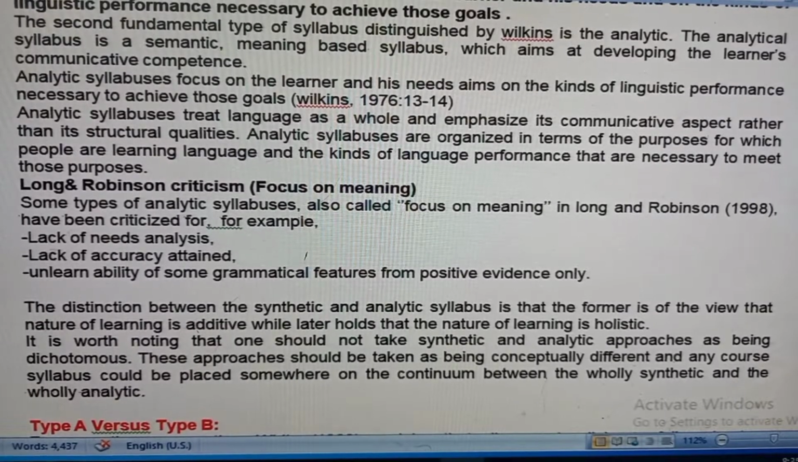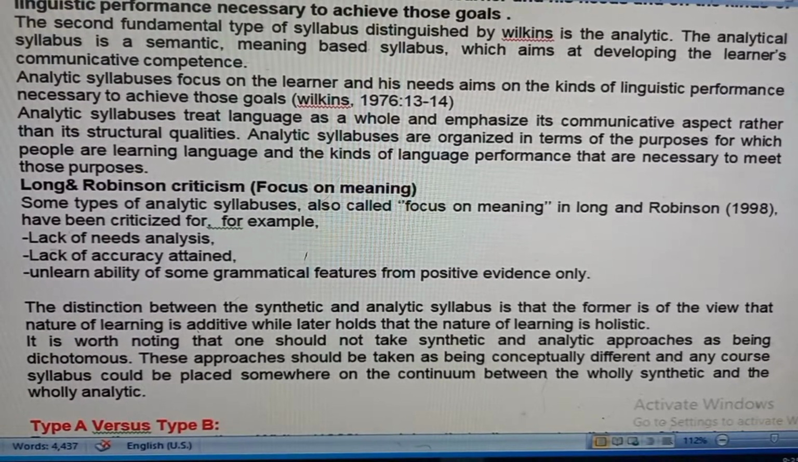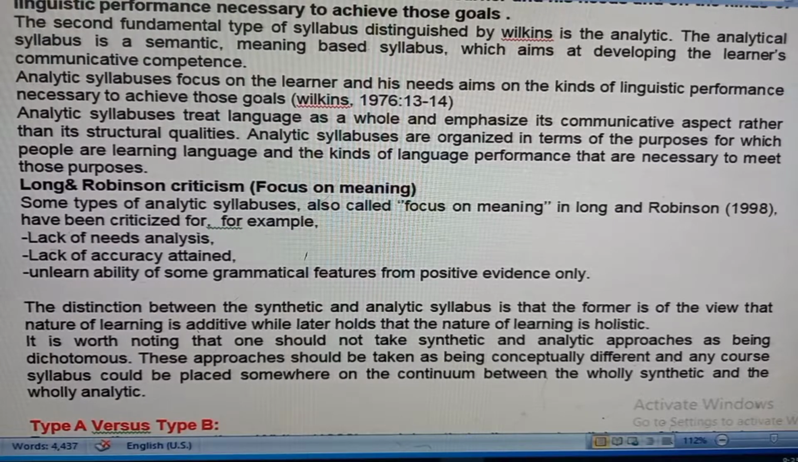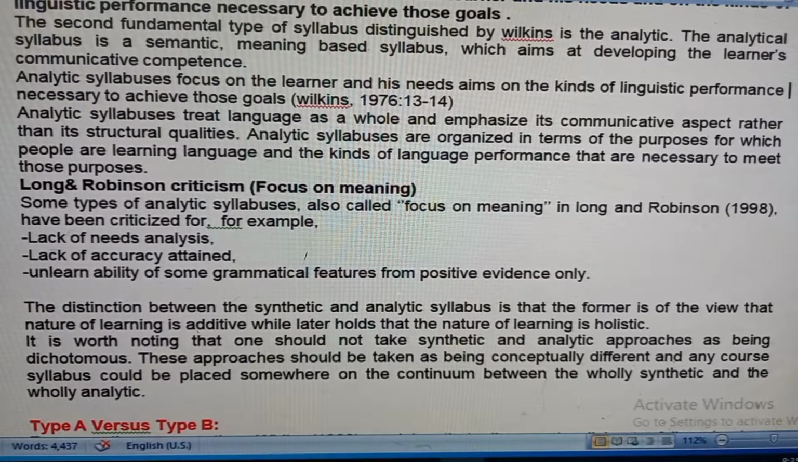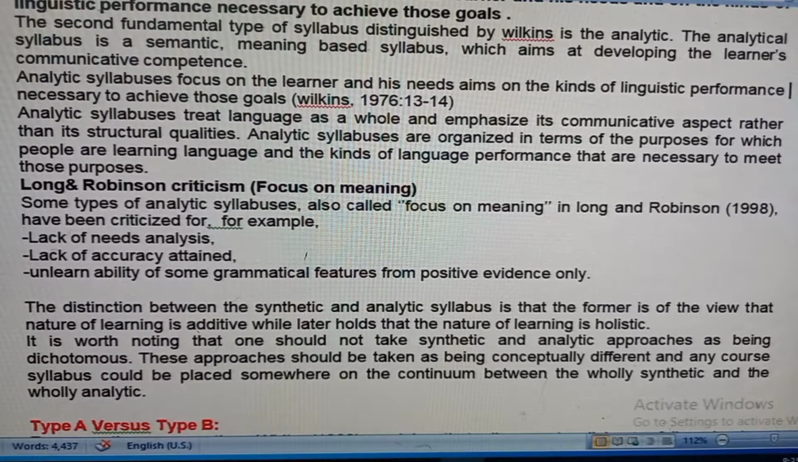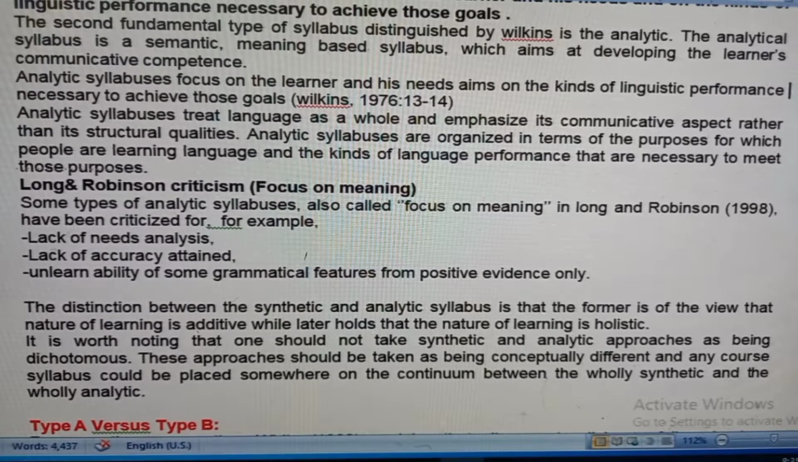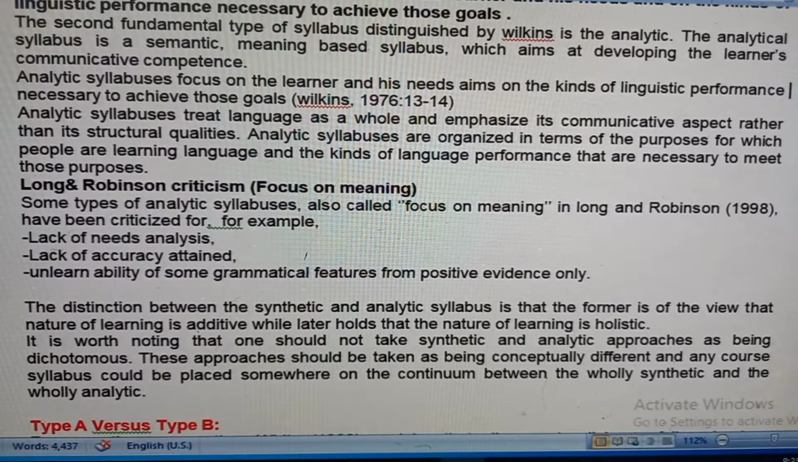Long and Robinson's criticism: focus on meaning. Some types of analytic syllabuses, also called focus on meaning in Long and Robinson, 1998, have been criticized for, for example, lack of needs analysis, lack of accuracy and attention, and unlearnability of some grammatical features from positive evidence only.